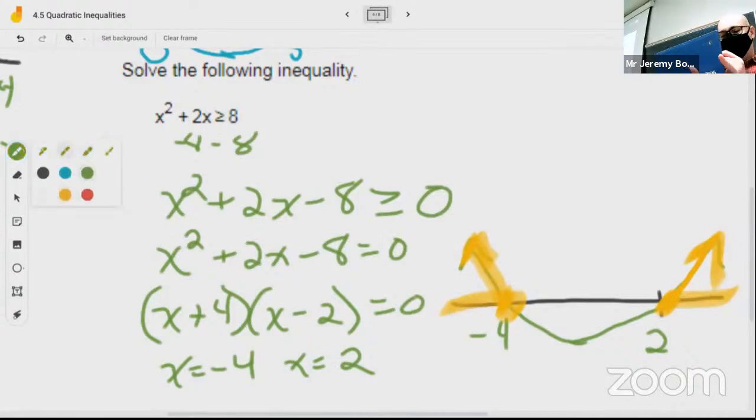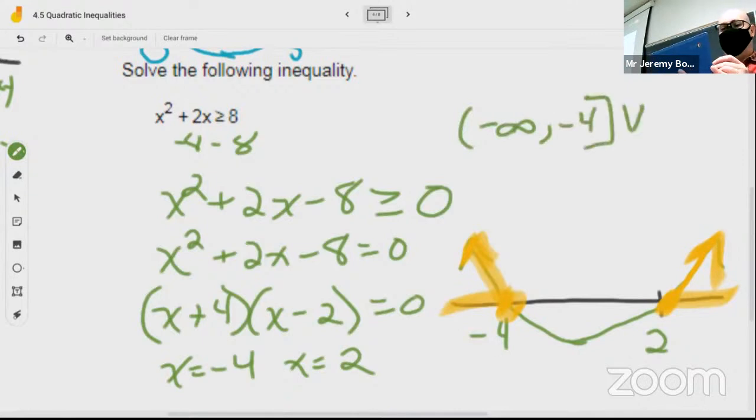And so my solution is going to be negative infinity, negative 4, including the negative 4, union 2, including the 2, and 2 to infinity. Remember, don't include the negative infinity and positive infinity. Always put parentheses on those. It is a value you cannot achieve. Any questions on that?